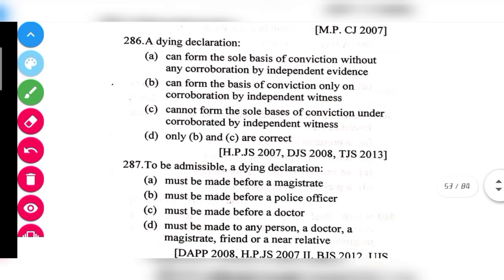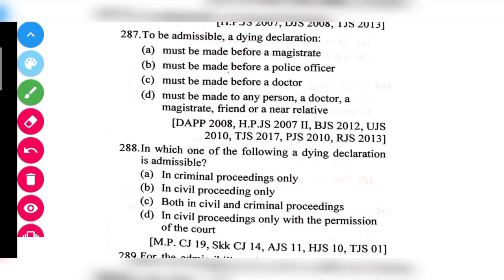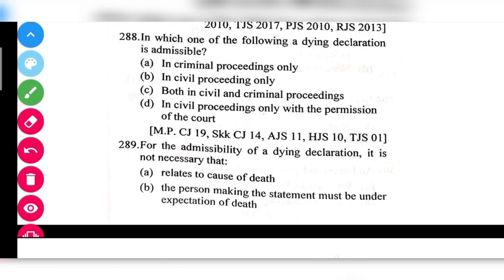286. A dying declaration. Answer is A. Can form the sole basis of conviction without any corroboration by independent evidence. 287. To be admissible, a dying declaration. Answer is D. 288. In which one of the following a dying declaration is admissible? Answer is C. Both in civil and criminal proceedings.